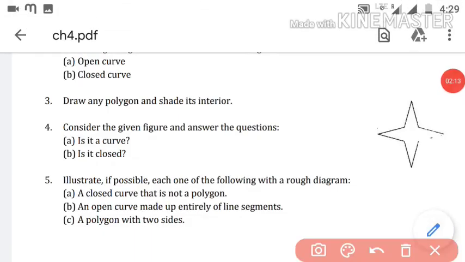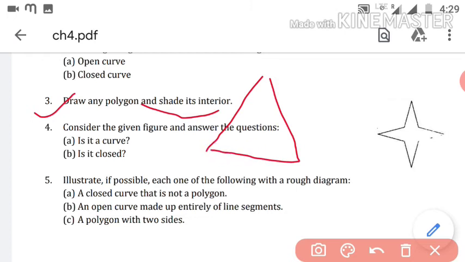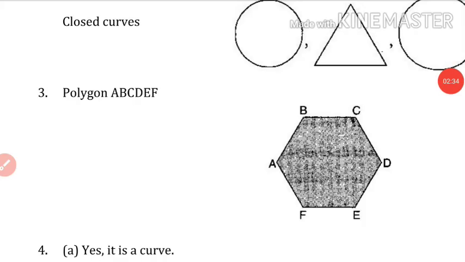Question number 3. Draw any polygon and shade its interior. Now we know polygon. Polygon means what? Any shape or size where we use only straight lines. Where we use only straight lines is called a polygon. So you have to draw any figure with straight lines and you have to shade the interior. I will show you the answer.